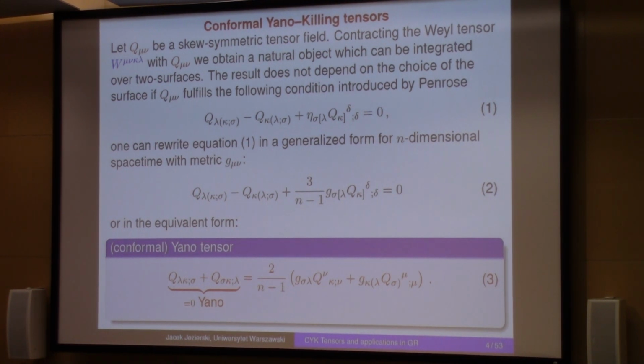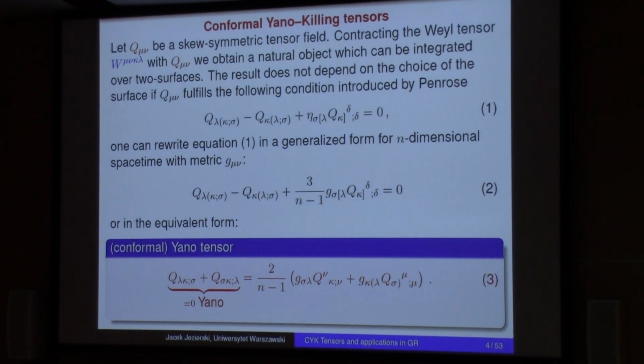So I'm repeating on the slides, in a more detailed way, what I said on the blackboard. You see, this is the conformal Yano tensor, where there is this right-hand side. When this is 0, it's Yano.